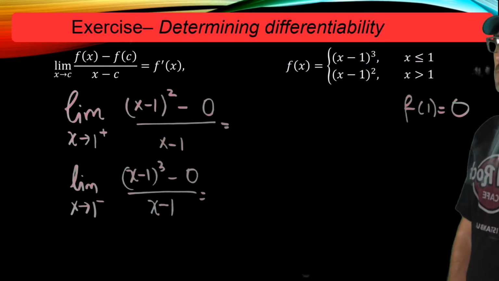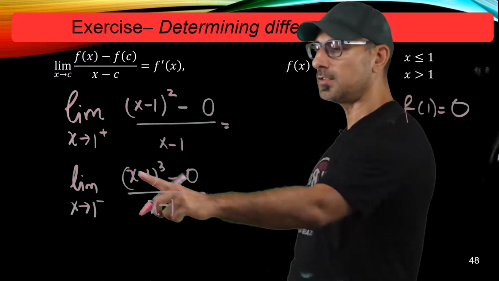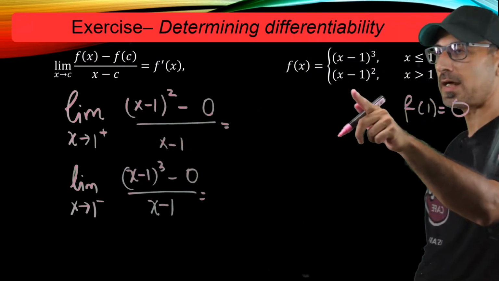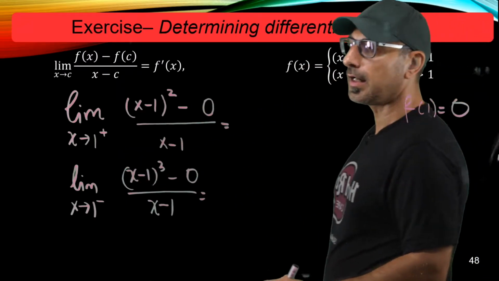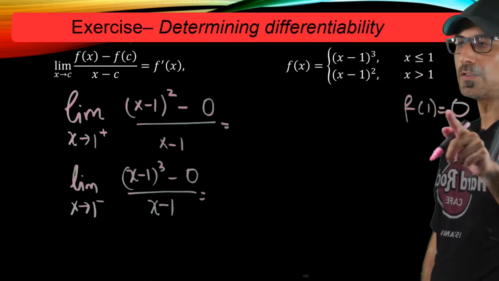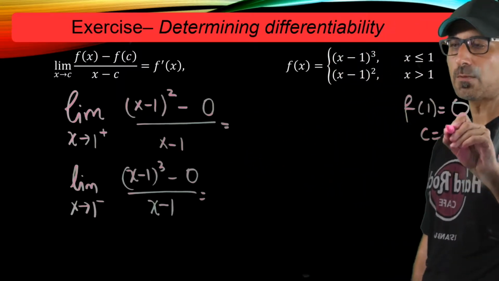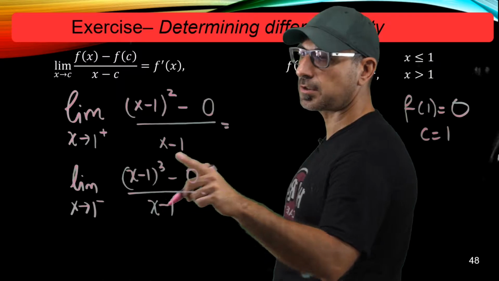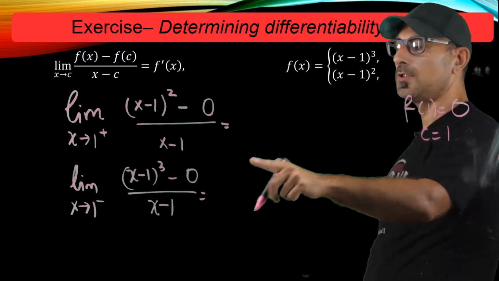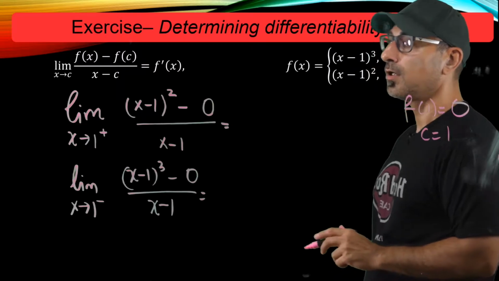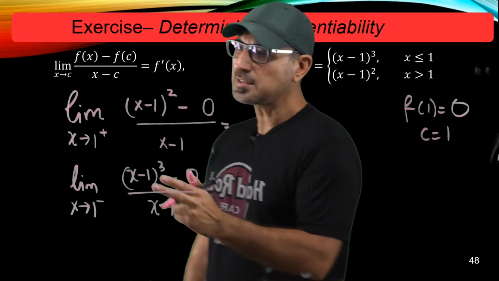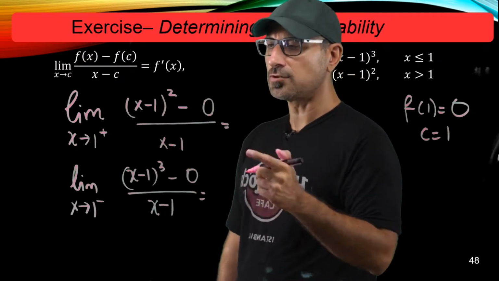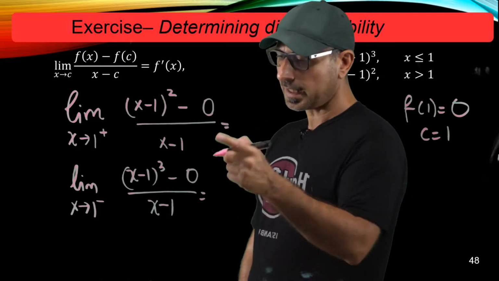All right, we have two different limits to check. One is the one where we approach 1 from the right, so the function is (x minus 1) squared. And by the way, f of 1 is equal to 0 because c equals 1 for this problem. And for the left limit, we're taking the function (x minus 1) cubed, and the function value is still the same, 0, divided by x minus 1. At this moment, if you just plug in 1 for x, you're not going to get anything because everything reduces down to 0 over 0, which is an indeterminate form, and the same thing here.